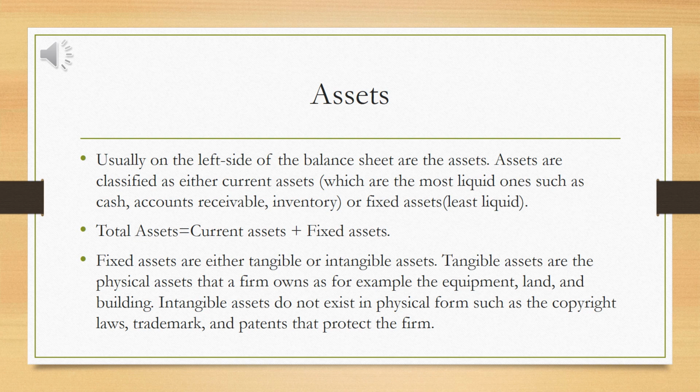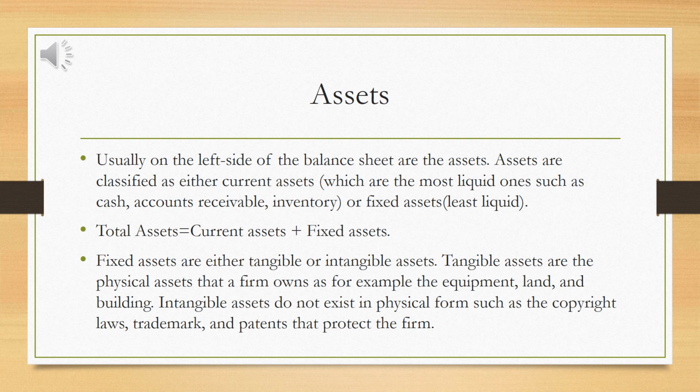Usually, as we have seen from the two previous balance sheets, on the left side of the balance sheet are the assets. Assets are classified as either current assets, which are the most liquid ones, such as cash, accounts receivable, inventory, or fixed assets, which are the least liquid ones. Total assets equal current assets plus fixed assets. Fixed assets are either tangible or intangible.